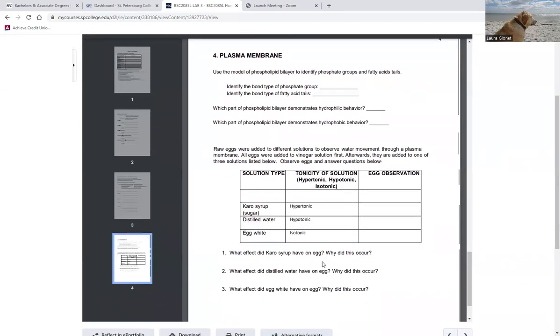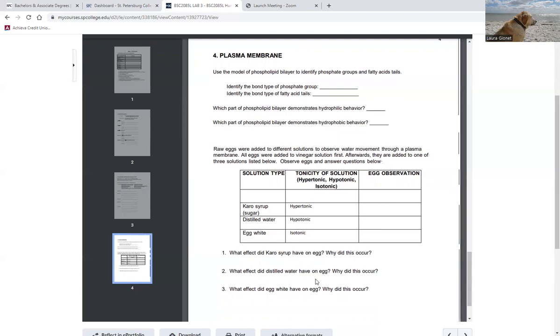Okay, so what effect did the Karo syrup have on the egg? It caused it to crenate. Why? Because the hypertonic solution draws fluid, water, from where it's in high concentration inside the cell to out of the cell, and the cell shrinks.